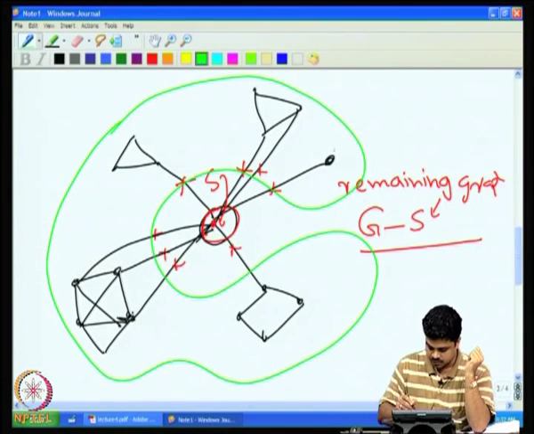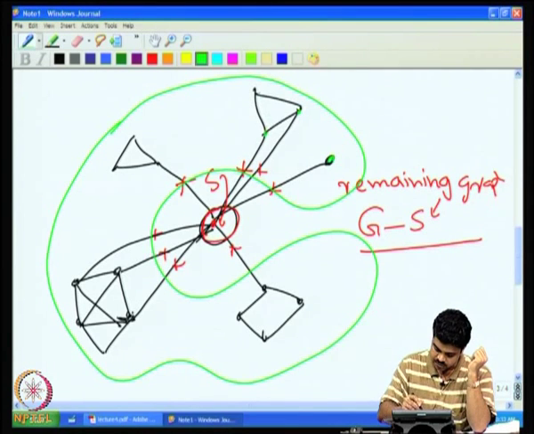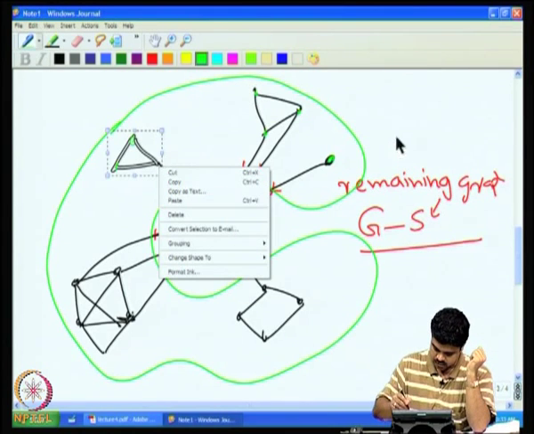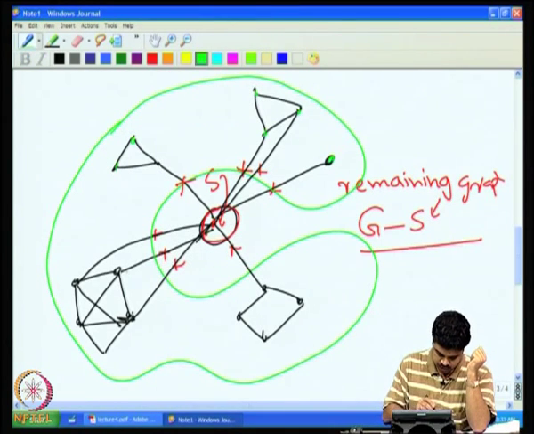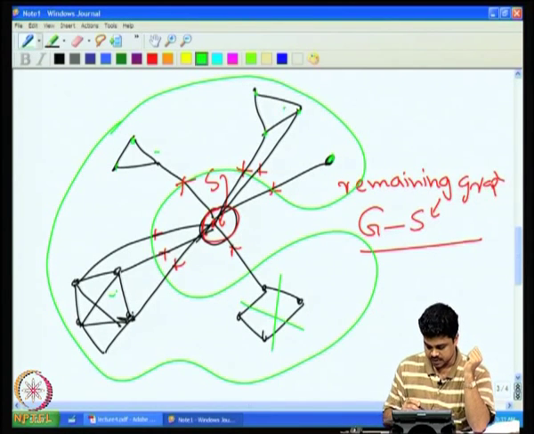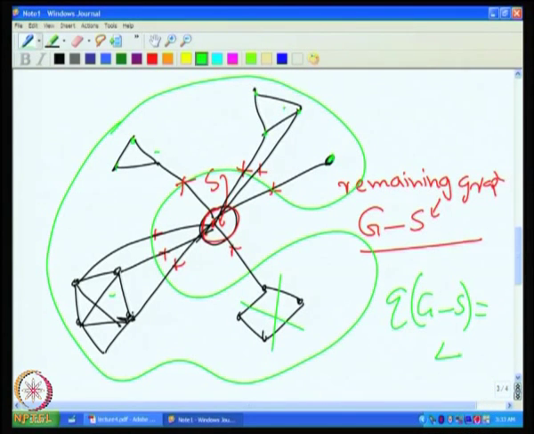This is one odd component because there is only one vertex. This is another odd component because there are only 3 vertices here. This is another one, third, and then here, this is also an odd component: 1, 2, 3, 4. But this is not an odd component, and this is not an odd component. So we have 4 odd components. So, we have Q of G minus S equal to 4 here.